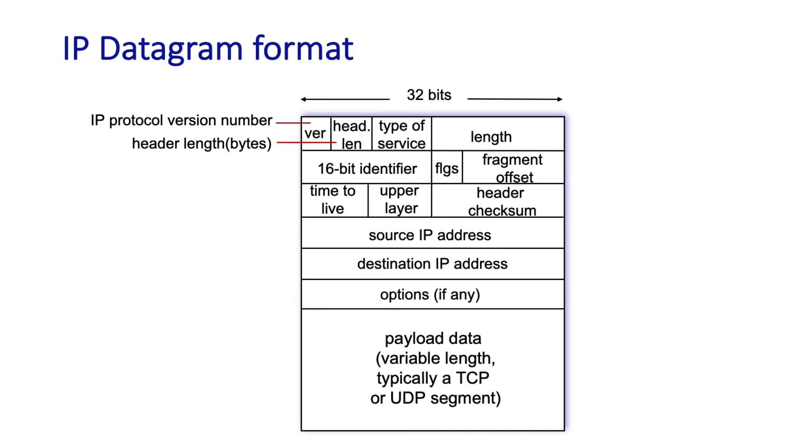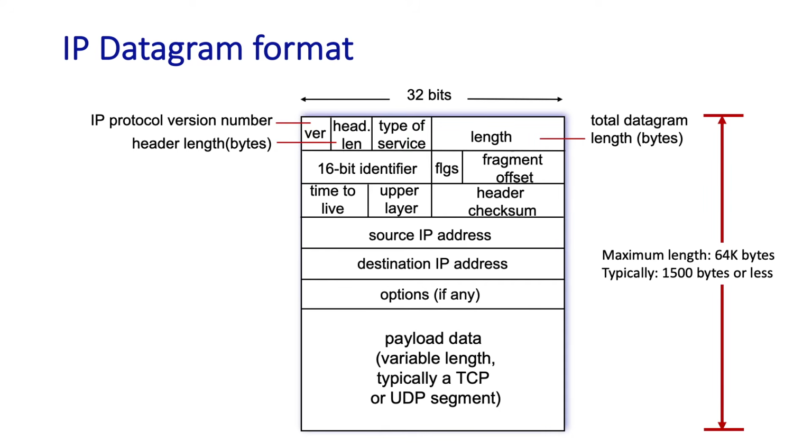The datagram length field indicates the total number of bytes in the IP datagram header plus payload. This is needed because the payload can also be a variable size. Since this field is 16 bits long, the theoretical maximum size of an IP datagram is 64K bytes, but datagrams are usually no larger than 1500 bytes, which allows a datagram to fit nicely inside the payload field of a maximally sized Ethernet link layer frame.